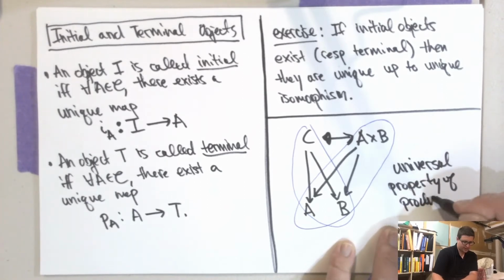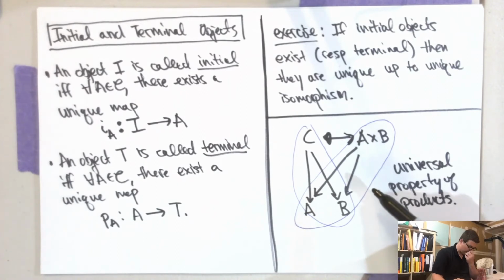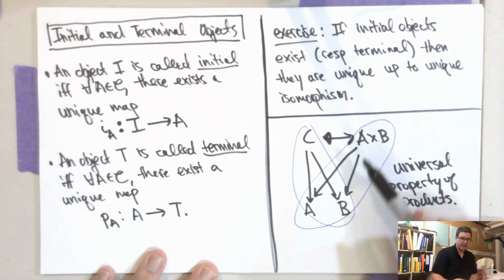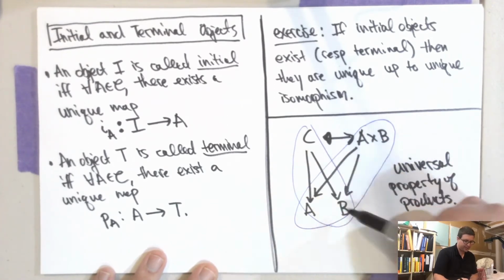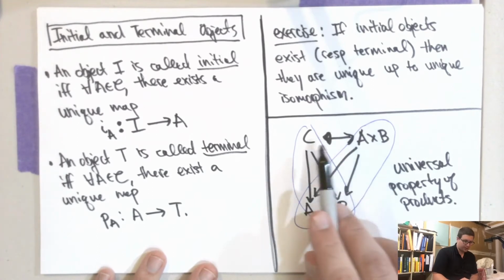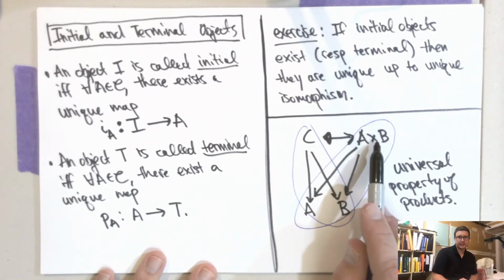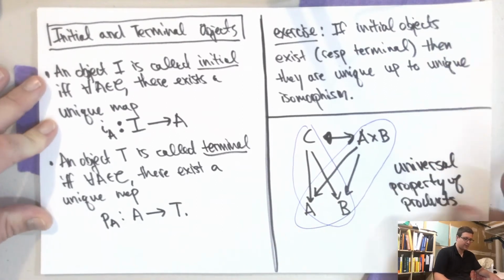Okay, and let me just give you the spoiler here. I'm going to make a category where we have objects C and maps to A and B. I can look at all the possible things that have maps to A and B. Well, it turns out that this product here is the terminal object of this category of cones. Okay? So let me just say that briefly.